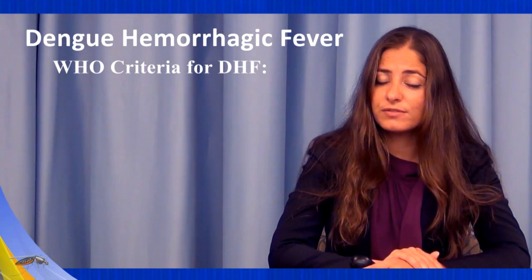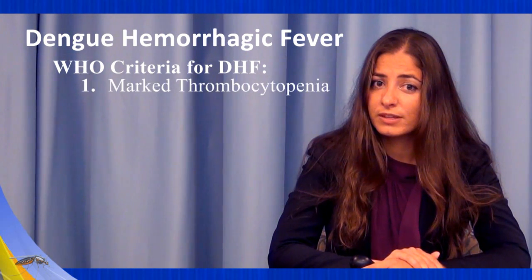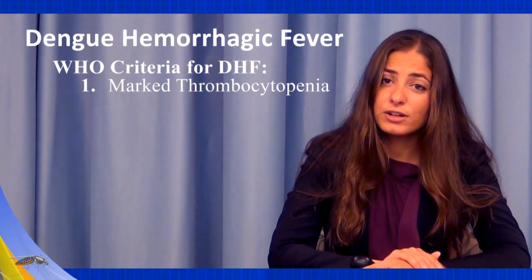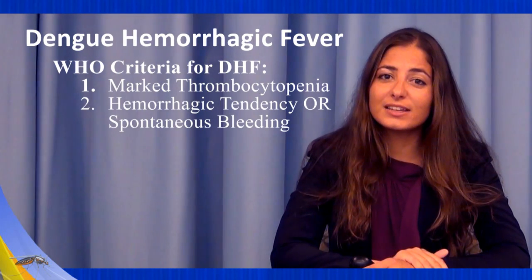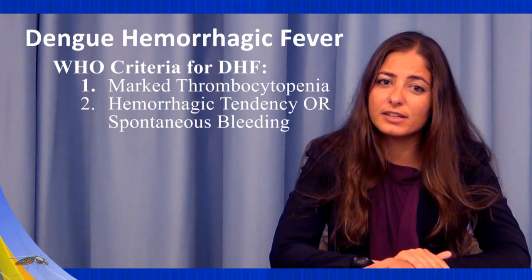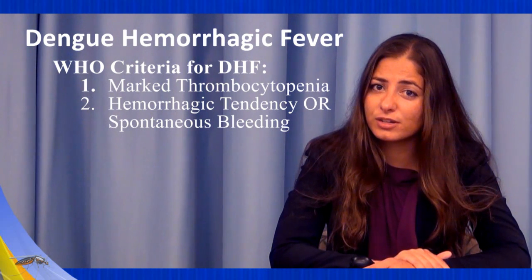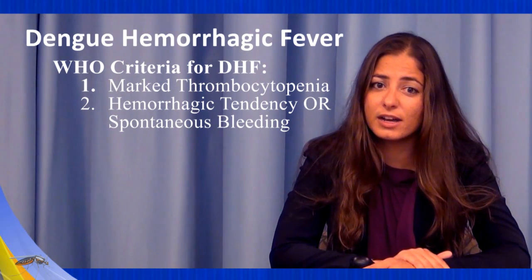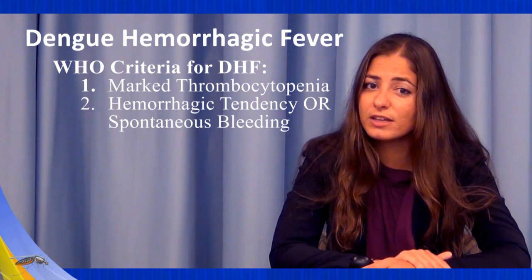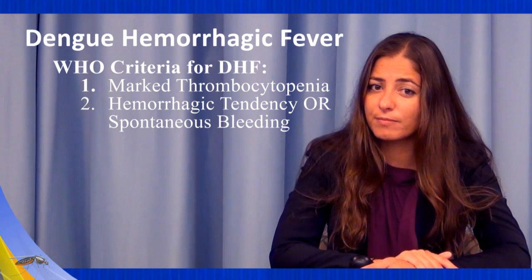The WHO have developed 4 criteria for the diagnosis of DHF. The first is marked thrombocytopenia, less than 100,000. The second is hemorrhagic tendency or spontaneous bleeding. Hemorrhagic tendency is measured using the tourniquet test, which is performed by inflating a blood pressure cuff to the midpoint between the systolic and diastolic blood pressures for 5 minutes and observing for the appearance of greater than or equal to 20 petechiae per 2.5 centimeters squared.